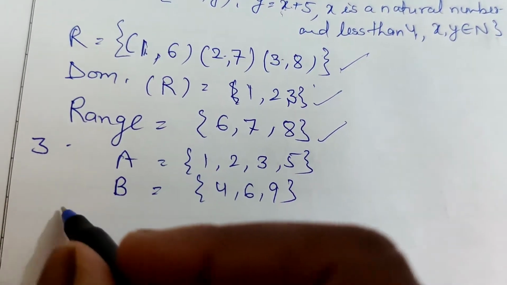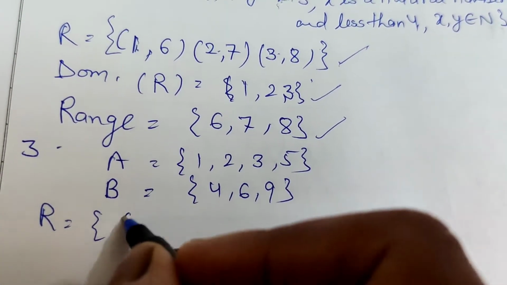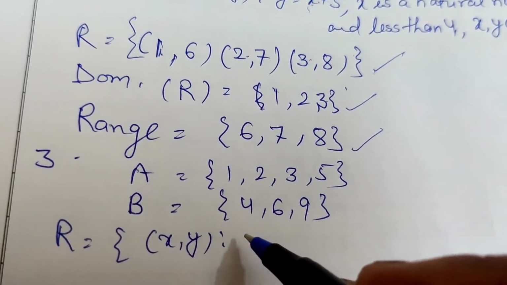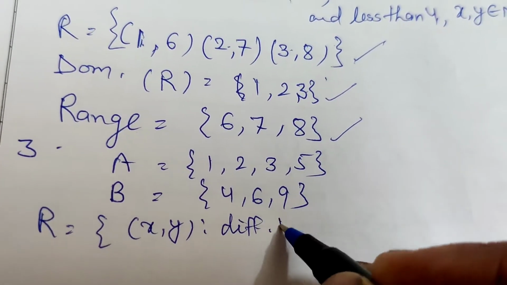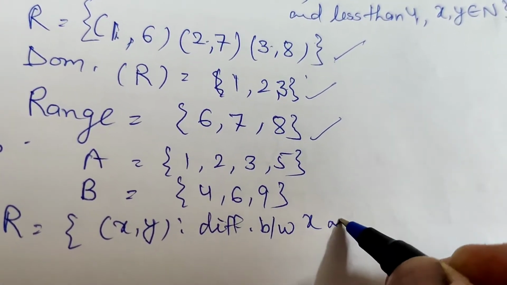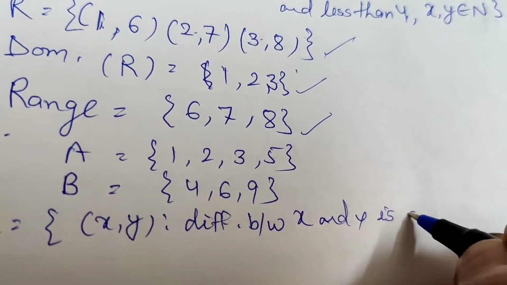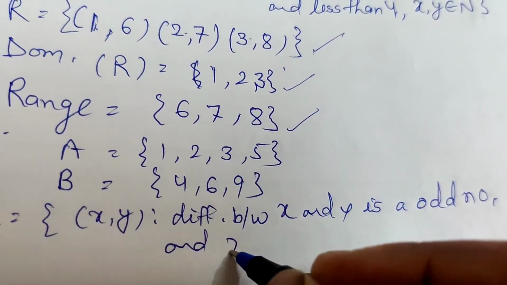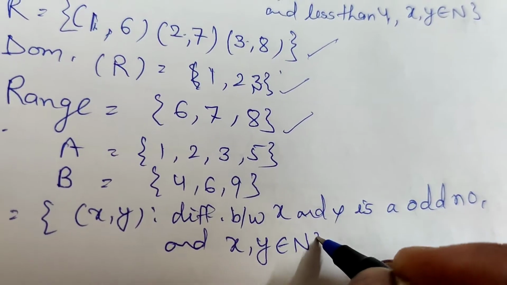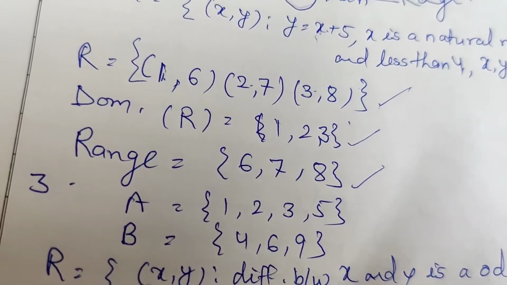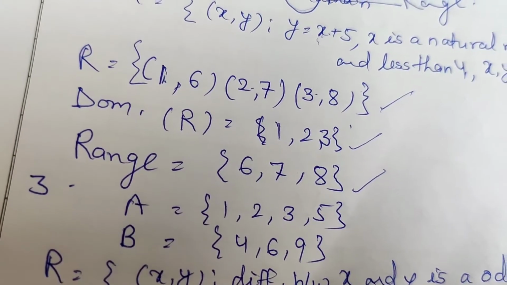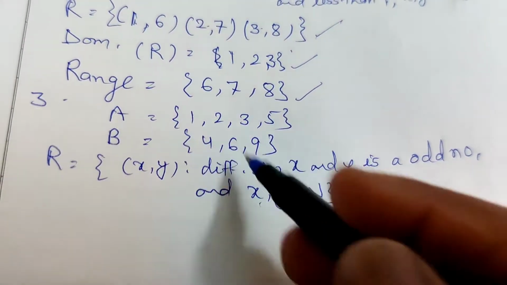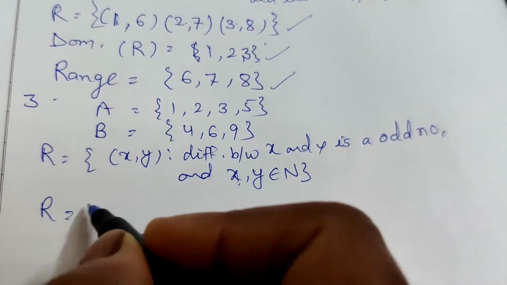Okay. The relation between A and B is xy such that the difference between x and y is an odd number, where xy belong to natural numbers. X belongs to set A and Y belongs to set B. Now make a relation set.